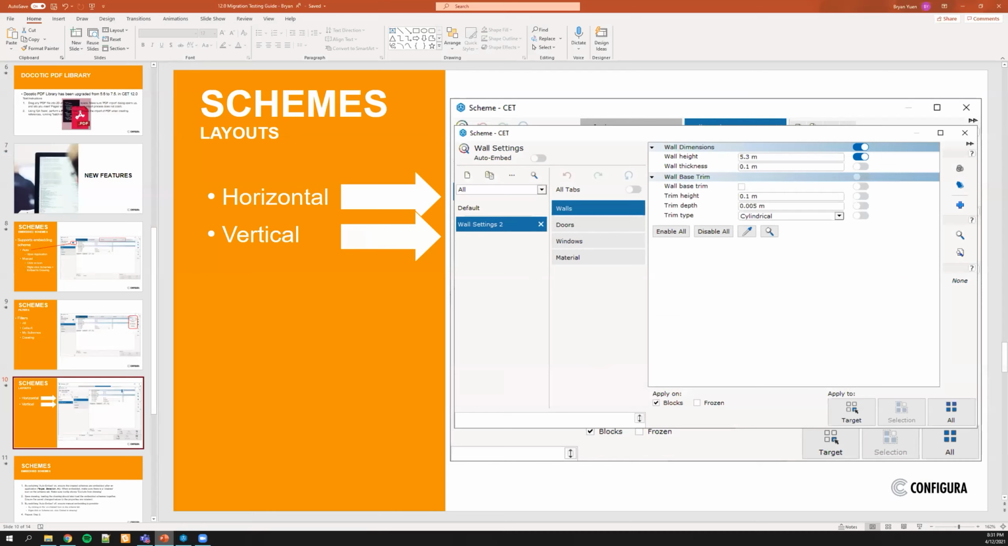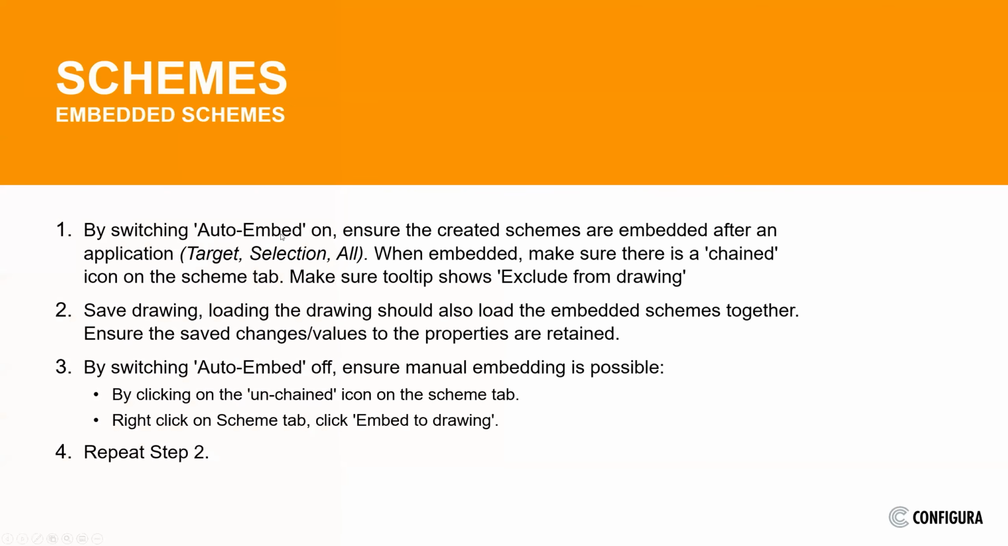I've also included some test cases to test schemes. To test embedded schemes, you can try switching auto embed on, which is the toggle. You ensure that the created schemes are embedded after an application. You have to put something in the drawing that uses the scheme, either by target selection or other types of applications. When embedded, you can make sure that there's a chain icon on the scheme tab. When there's a chain icon, it means it's embedded. And when it's embedded, you can hover your cursor over it and make sure the tooltip shows exclude from drawing. It's going to be the other way around if we are testing non-embedded schemes.